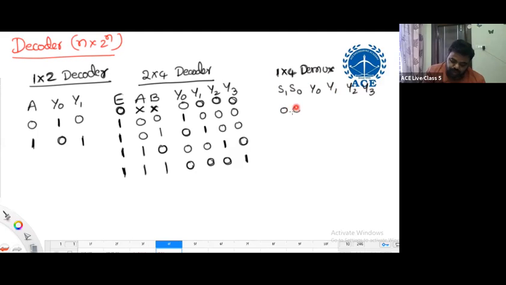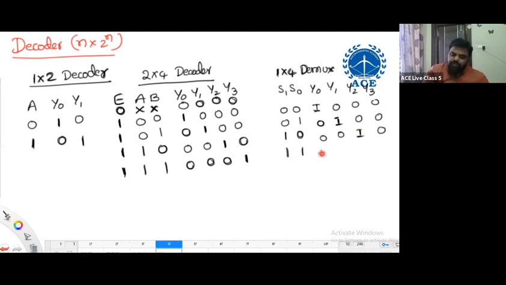Select lines can be 0 0, 0 1, 1 0, 1 1. So when S1, S0 is 0 0, what are the outputs we have? Y0 is I, the input data. I did not say the output is 1. Input data will be transferred to Y0 when S1, S0 is 0 0, and the remaining are zeros. For S1, S0 equal to 0 1, Y1 is I, remaining are zeros. When S1, S0 is 1 0, Y2 is I, remaining are 0. When S1, S0 is 1 1, Y3 is I, remaining are zeros.